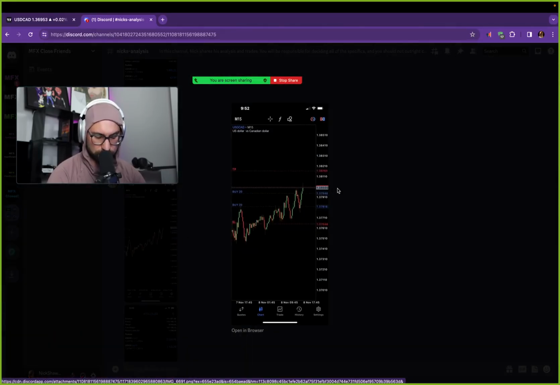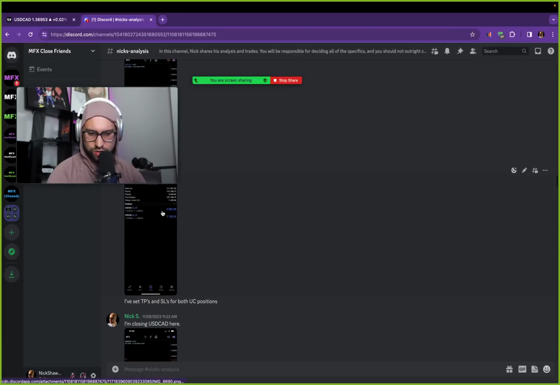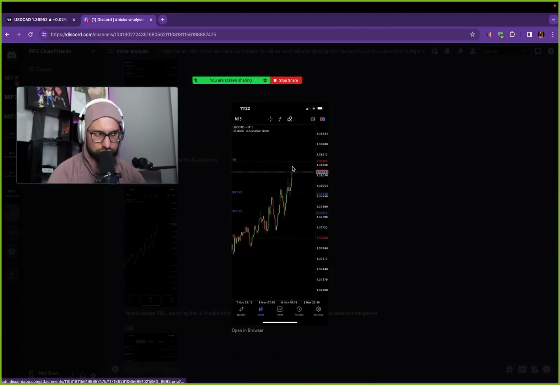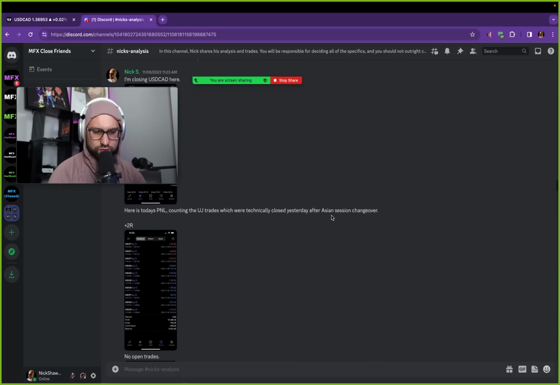At this point, I set a stop loss and a take profit. It was in 4,000 profit. And then I'm closing the trade here. I closed it just before the take profit just a little bit because it had made a higher high, and that was the profit target.